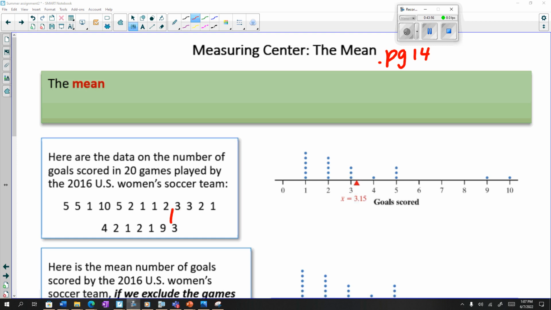So here we go. Now we're going to talk about measuring center. So you remember SOCCS, S-O-C-C-S. The C stands for center. We can measure the center with the mean or the median. So we're going to start with the mean. The mean is the average.